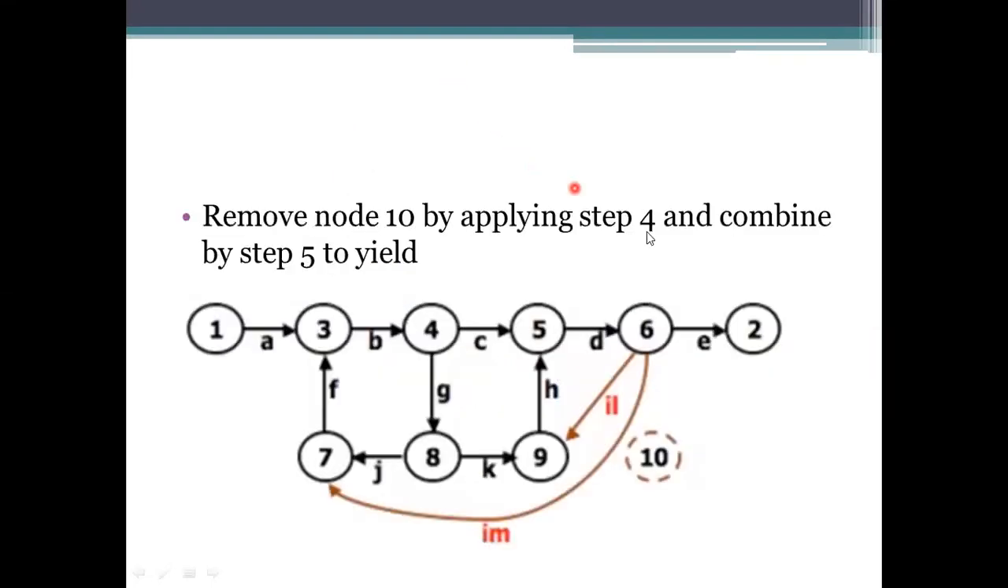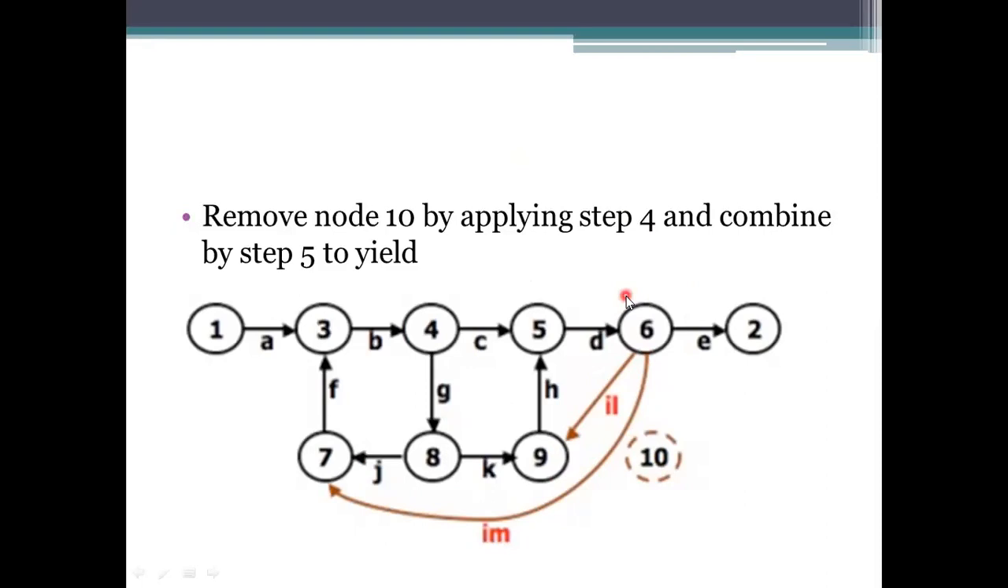This node reduction is removing the 10 node, and I have to create two links here, which are considered as 6 to 9 and then next 6 to 7. The values are I, L and then next I, M here.